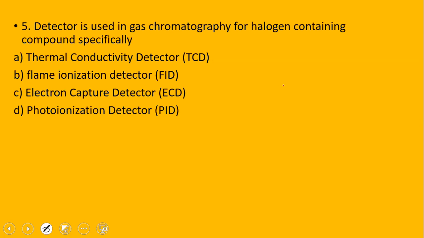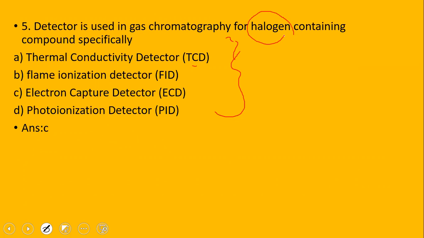So question number 5. Detector used in gas chromatography for halogen containing compounds specifically. Option A, thermal conductivity detector. Option B, flame ionization detector. Option C, electron capture detector. Option D, photoionization detector. These four options all are detectors used in gas chromatography. But the question is asking the detector to identify halogen containing compounds. So the correct answer is C.